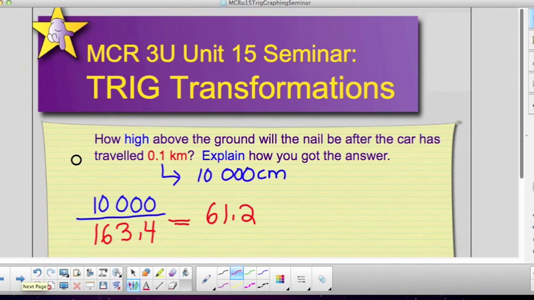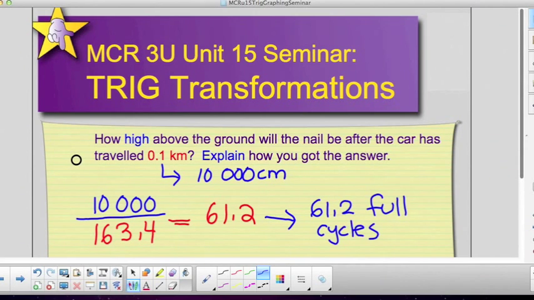This is for one cycle. I have 160.4 centimeters. So 61.2 full cycles can be traveled in 0.1 kilometers or 10,000 centimeters.